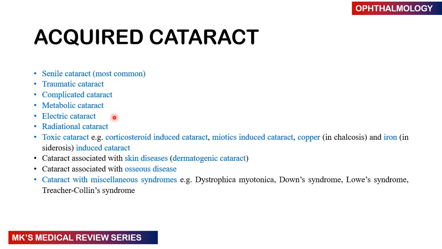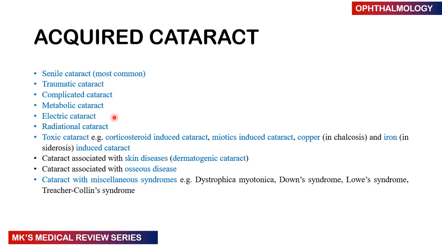Then of course the acquired causes may be due to senile cataracts. As you're getting older, this is the most common cause. There may be traumatic, complicated, or metabolic cataracts. Diabetes is one of the things that comes to mind. Remember, hypertension does not cause cataracts. Why do I say so? The lenses are avascular, and hypertension usually affects the blood vessels. The lenses are avascular, so you shouldn't code hypertension as a cause of cataract.